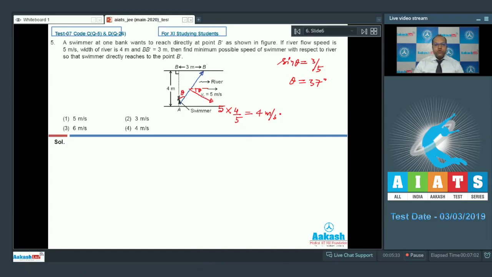So if the swimmer swims in such a way that its velocity is in this direction, opposite to this component, and having a magnitude of 4 meter per second, then the resultant velocity of the swimmer is along B dash. So we can say that the velocity of swimmer with respect to river must be 4 meter per second. So option 4 is the correct answer.